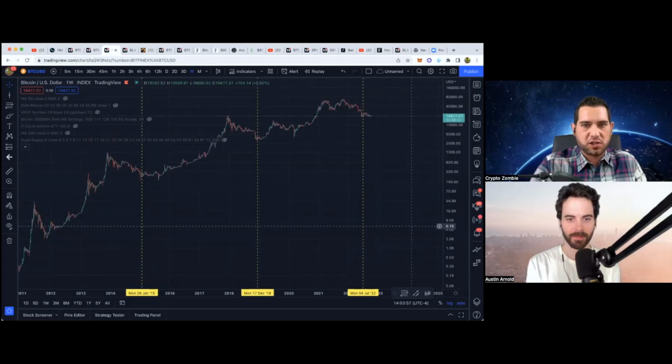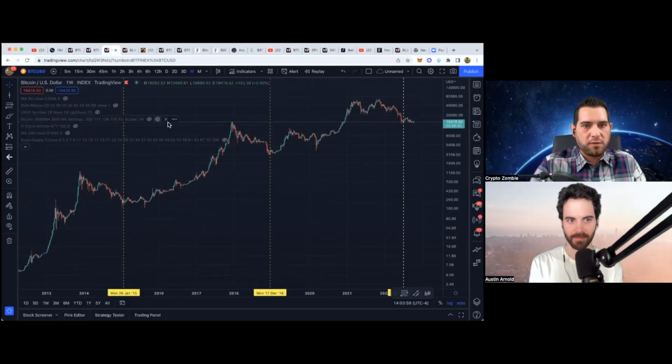All right, let me clean this chart up. There's too much going on here. So we have all these still there. So let's just add this other one. This is called the Super Guppy. You're going to like this one.